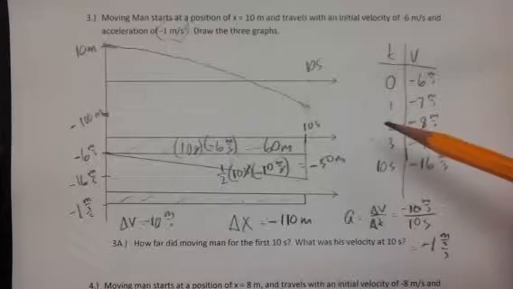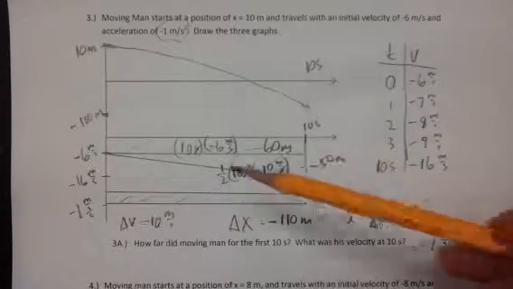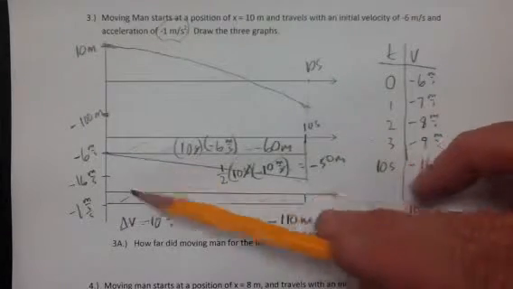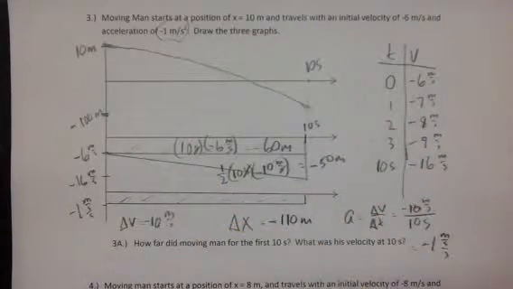And we can see that that's basically what happens to the velocity. It started at -6 and went down to -16, which is a change of -10 meters per second. So it's consistent.